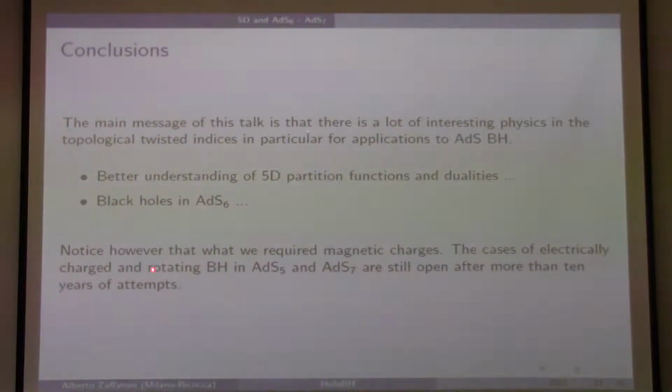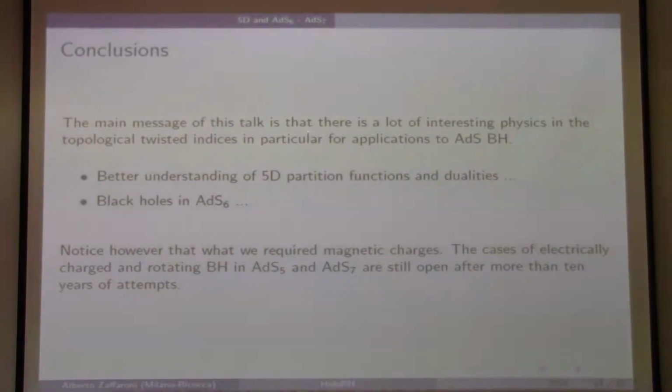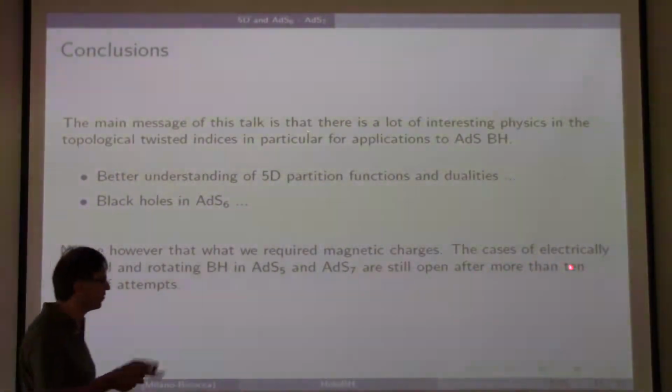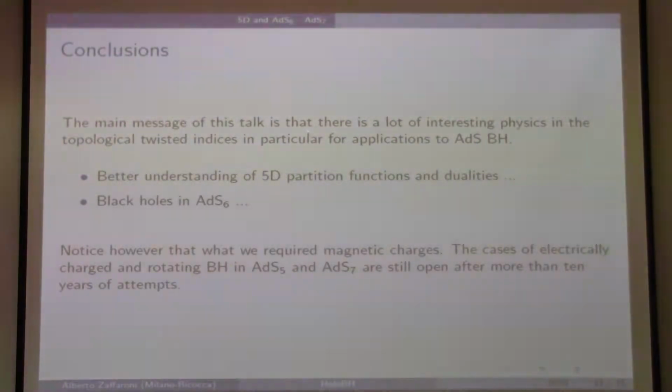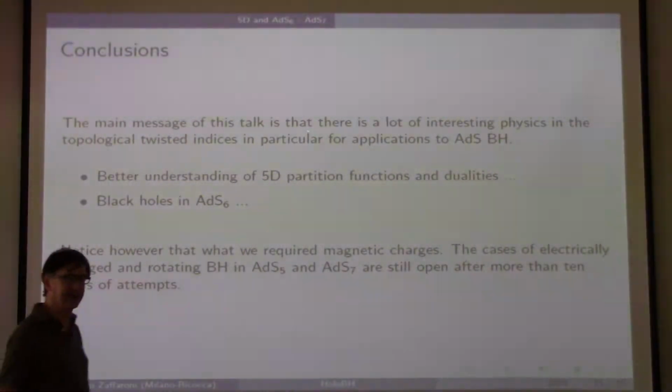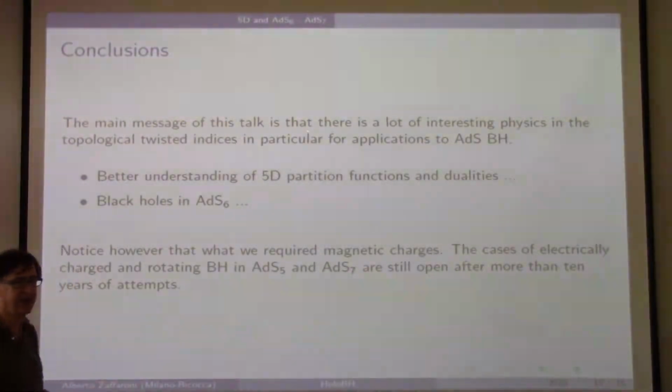A general comment is that in this talk I always discussed black holes with magnetic charges. As Shiraz knows very well, there is another set of black holes that still, after 10 years, wait for an explanation. The original, the most famous ones, are a class of electrically charged rotating black holes in AdS5. There is another in AdS5. The problem is still open, and the problem is that in this case there is a large cancellation. So the natural object to compute is the superconformal index.